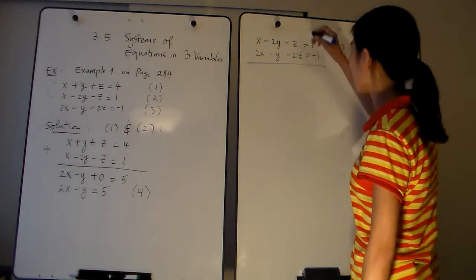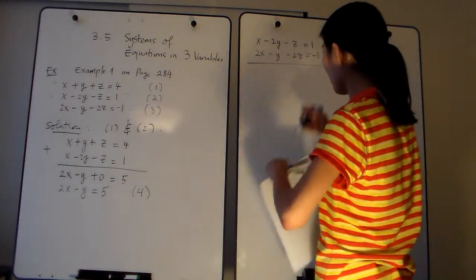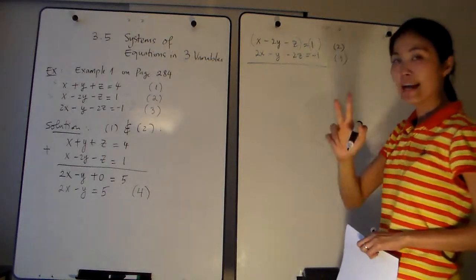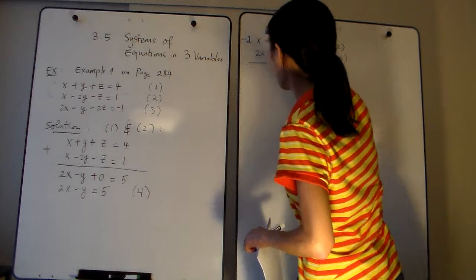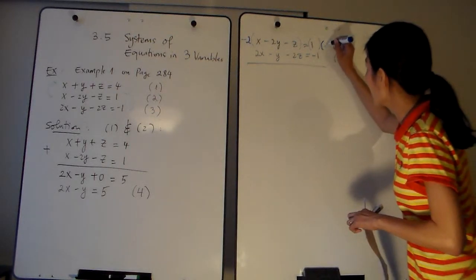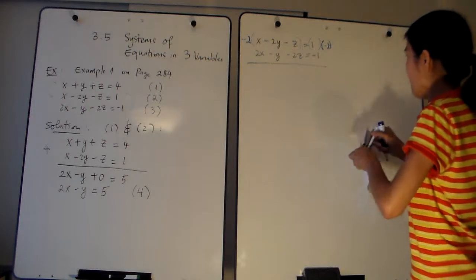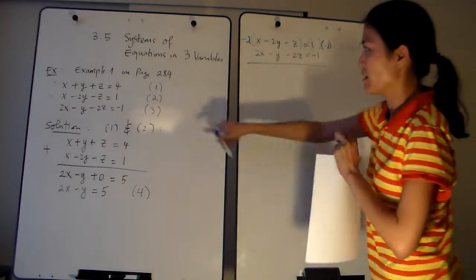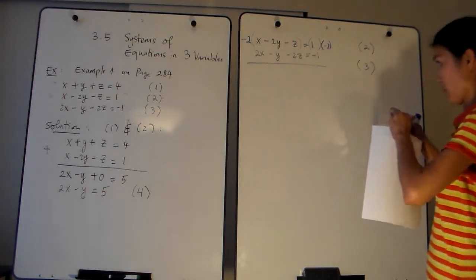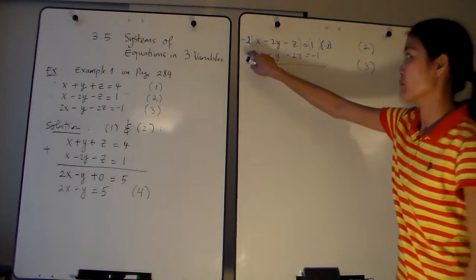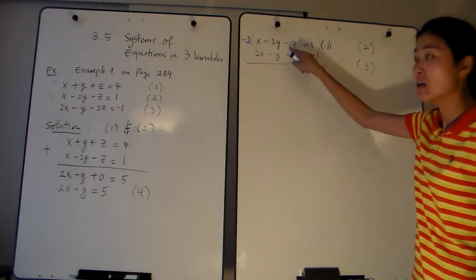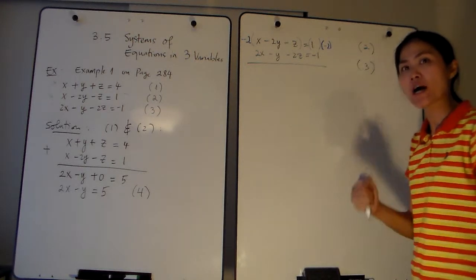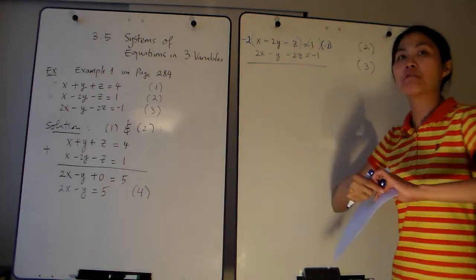So to do that, I will multiply both sides by negative 2. Okay, I'm multiplying by negative 2 on both sides. Let me label this a little bit further, not in the way. This is equation 2, and this is equation 3. The reason I multiply by negative 2 is because I want to get positive 2z. If I have positive 2z, when I add it with negative 2z, it becomes 0. Remember, I'm trying to eliminate the term with variable z.